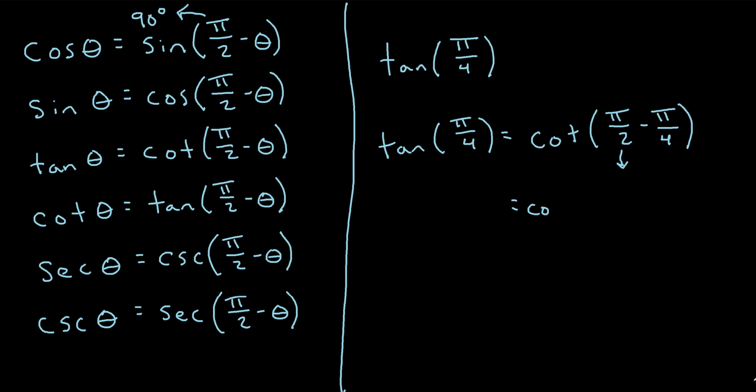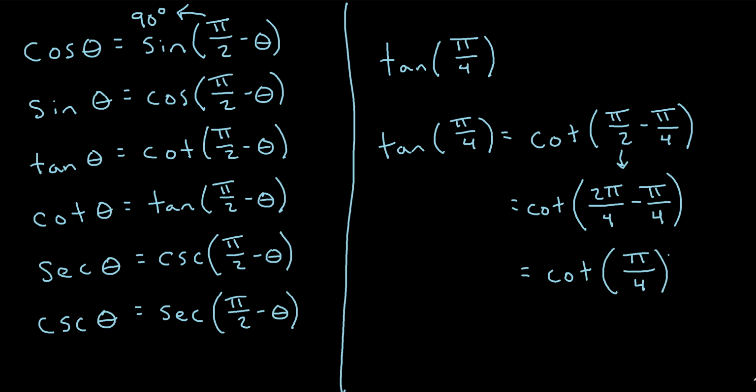So we could say cotangent of, if we multiply the numerator by 2, we get 2 pi. And if we multiply the denominator by 2, we get 4. So 2 pi over 4 minus pi over 4. And now, since these two fractions have the same denominator, we can just subtract the values in the numerator. So we're left with cotangent of 2 pi minus 1 pi, that's just 1 pi. So pi over 4. So the tangent of pi over 4 can be rewritten as the cotangent of pi over 4. These two values will be equal.